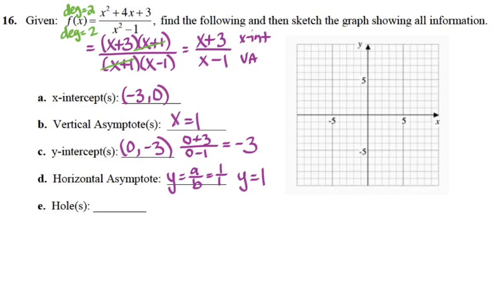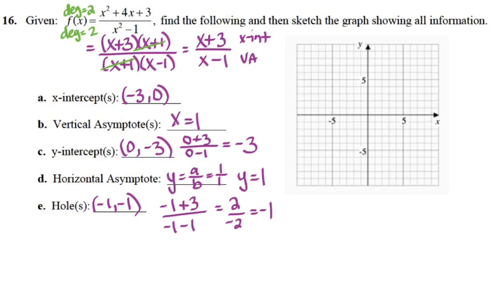And then if you'll notice, when we factored, we did have a factor that canceled. That's when you're going to have a hole. So my zero for the factor that canceled was -1, so my x-coordinate for the hole is going to be -1. And then for the y-coordinate of the hole, I'm going to plug -1 into the leftover function. So I have -1 plus 3 over -1 minus 1. That leaves me with 2 over -2, which is -1.